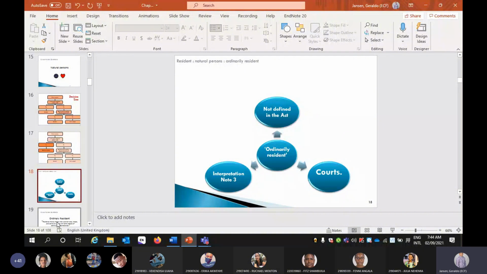Then we started with natural persons, and we spoke about ordinary residents for natural persons. And we said ordinary resident, it's not defined in the Act. What did I tell you? If it's not defined, we have to look at court cases. We need to look at case law. And that is why I gave you those court cases that you need to study.